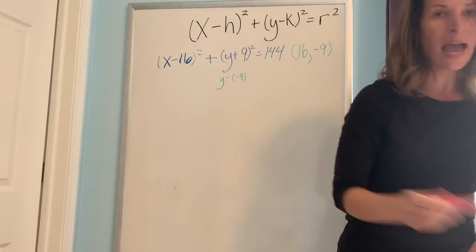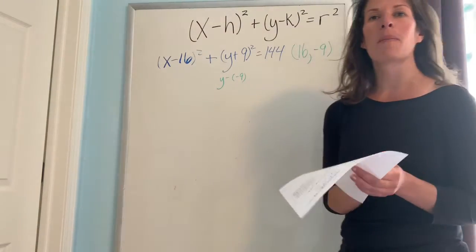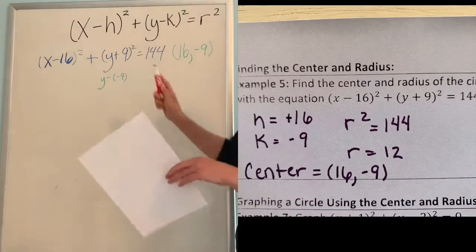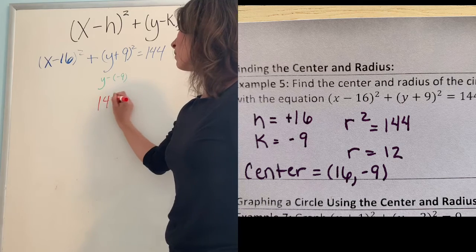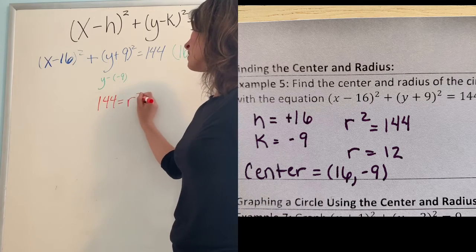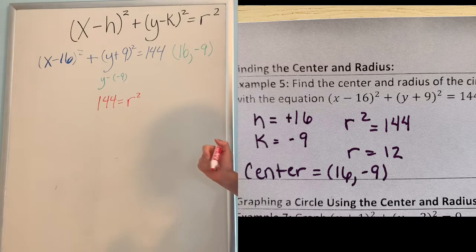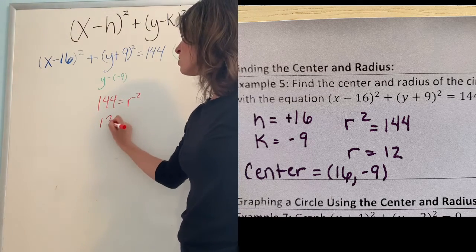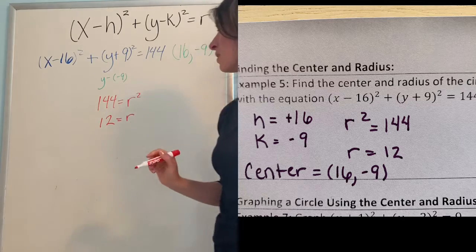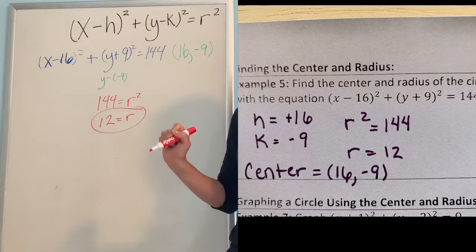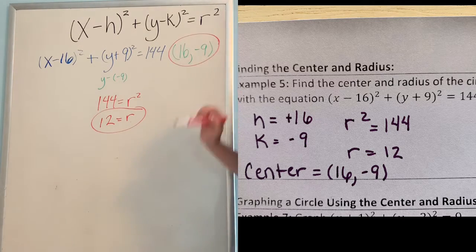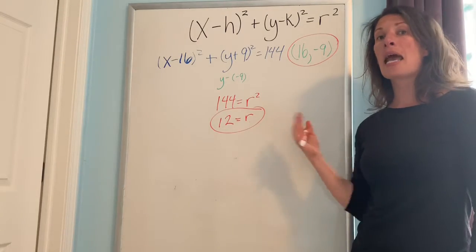Now, we have to find what my radius is. Remember that 144 is equal to my radius squared. So that means I have to take the square root of 144, which is 12. So my radius is 12, and the center of the circle is at 16, negative 9.